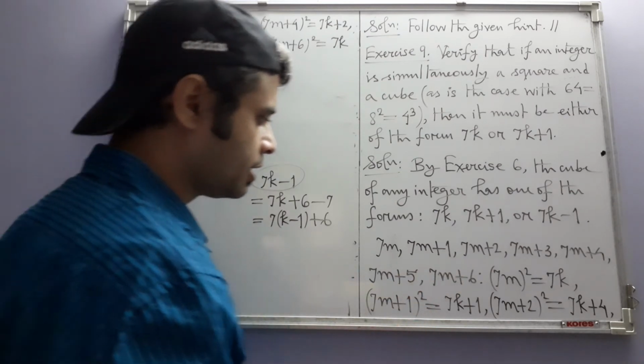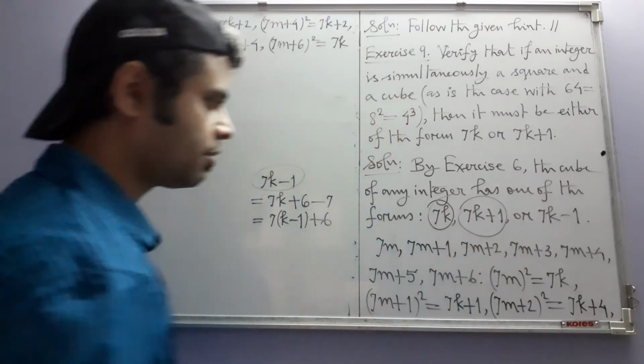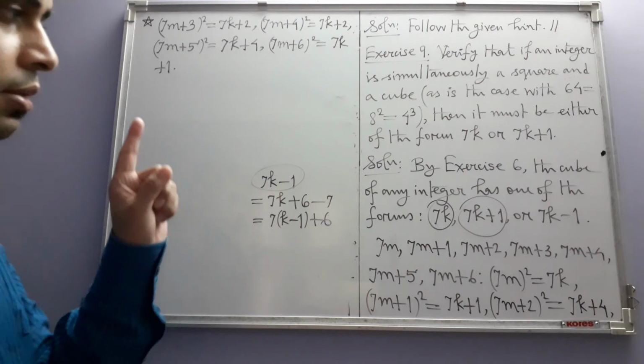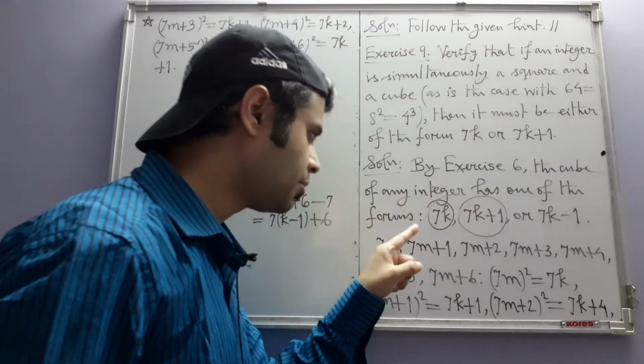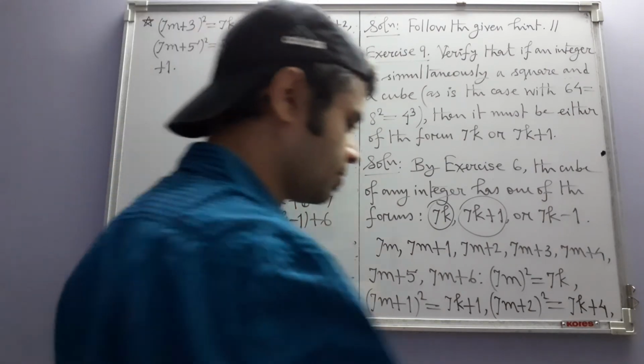So that just tells us that the possible forms are either 7k or 7k plus 1 if the integer is simultaneously a cube as well as a square. Okay.